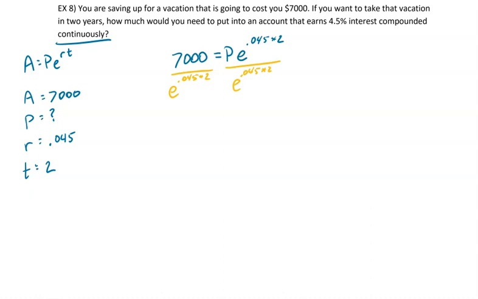All right, and again, we can just put this entire left side into the calculator, which is going to give you your answer. So go ahead and plug that into your calculator. Remember, it's second ln to get to the e to the x if you have a TI-83 or 84. So go ahead and put that in, see what you get. You should be getting $6,397.52 approximately.